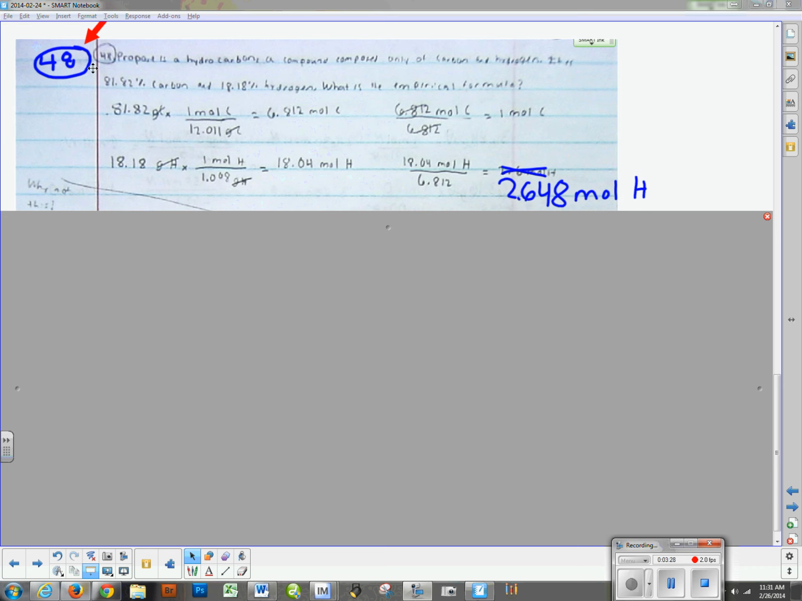Another problem that gave most students a lot of trouble was this one, number 48. In 48, we're given carbon, and these are the grams, and we're given hydrogen, and these are the grams of hydrogen. Okay, what are we doing? We're simply dividing by the molar mass, which is what these calculations show.